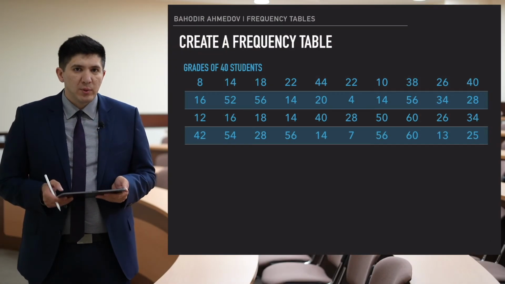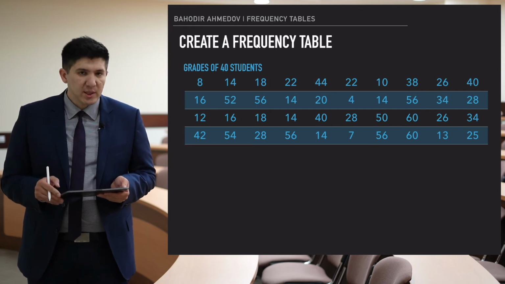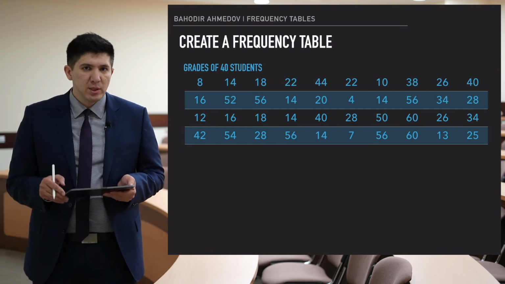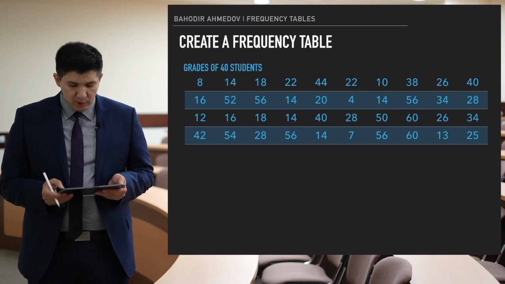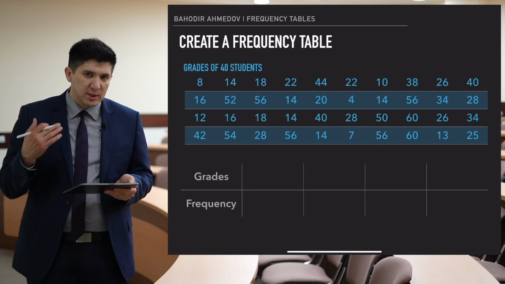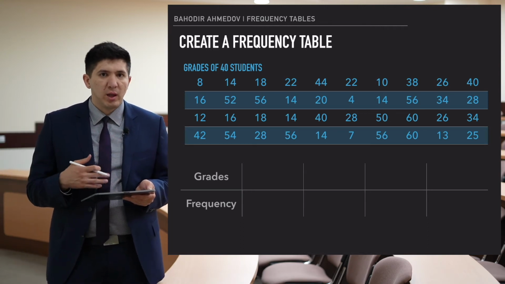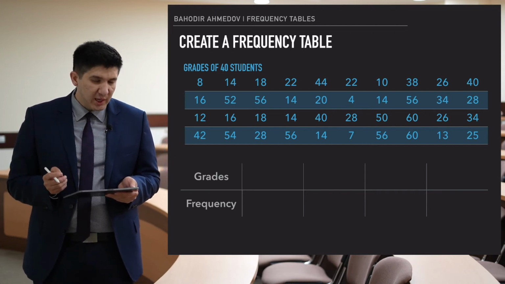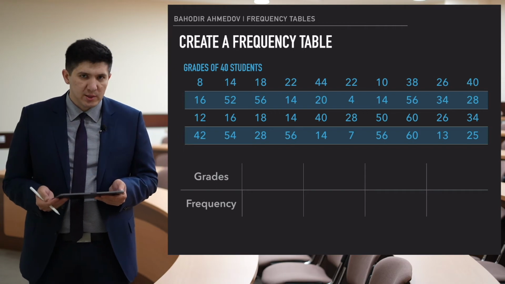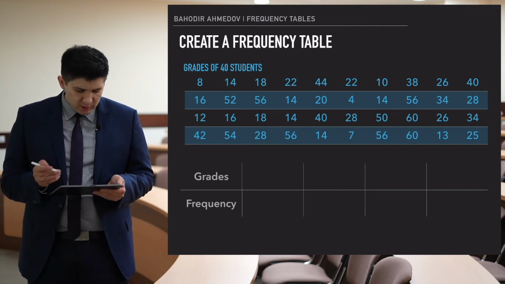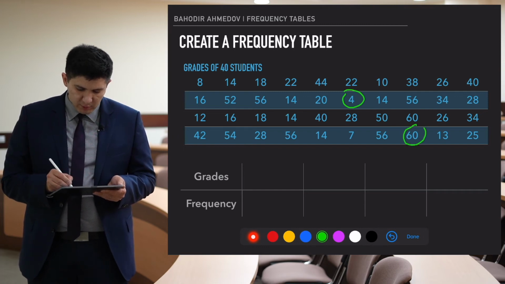Well, let's do an example and create a frequency table for this data. Let's say we are given the grades of 40 students, and I'm going to create a frequency table of this data. I'm going to create the table with 2 rows. In the first row, I'm going to create the classes for the grades, and in the second, we're going to count the number of grades which fall into each of the classes. We can see here that the minimum value for the data is 4, and the maximum is 60.